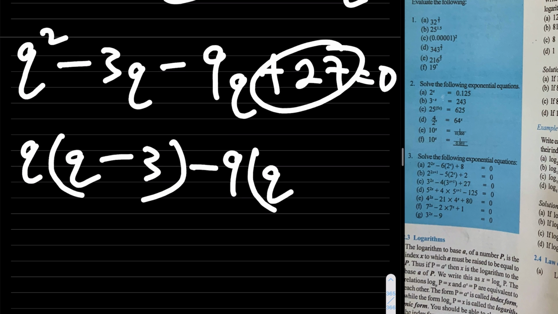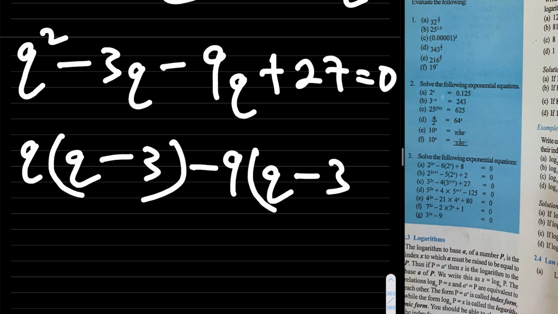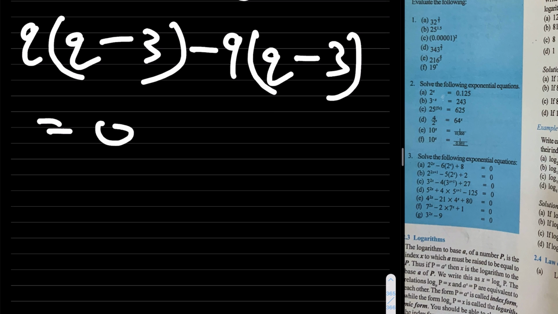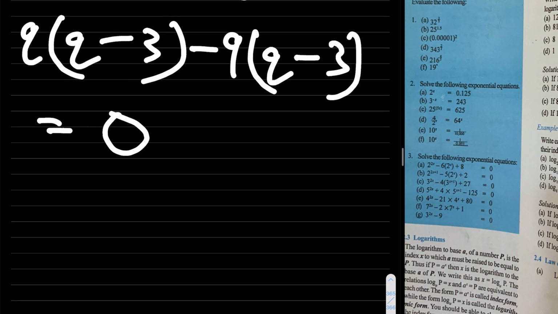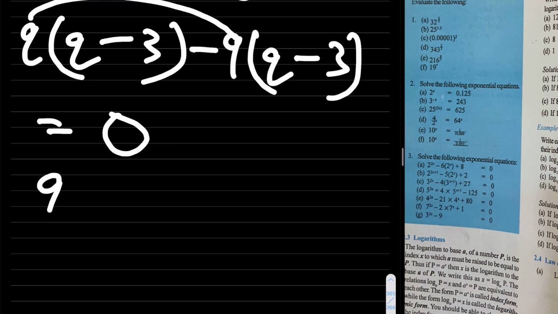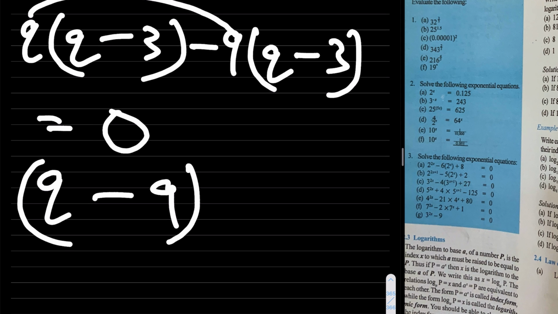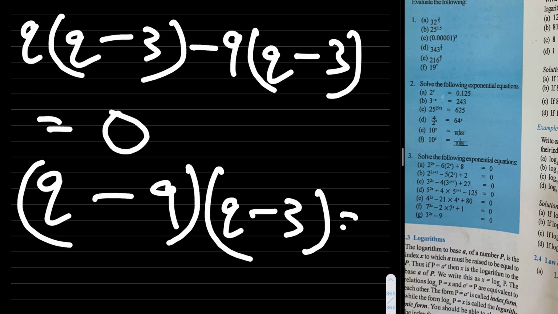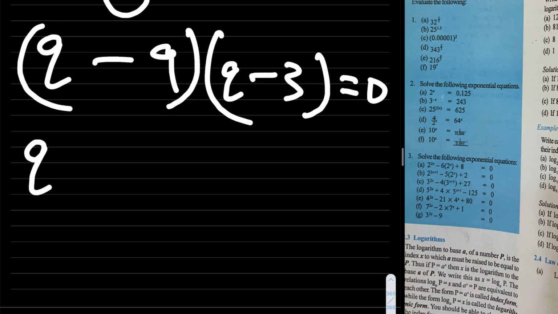Now what is plus 27 divided by minus 9? Plus divided by minus is minus. 27 divided by 9 is 3. Do you understand? Equals 0. So you can see that what's inside the bracket here is the same as inside the bracket here. So you put this together: q minus 9 times, pick one of those two that are the same, q minus 3 equals 0.